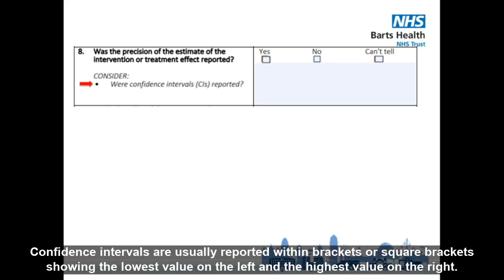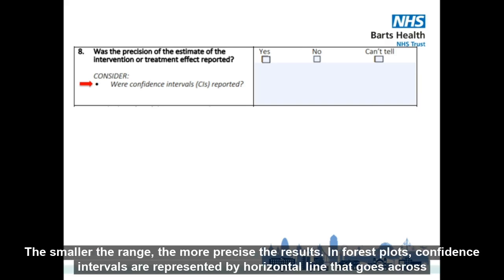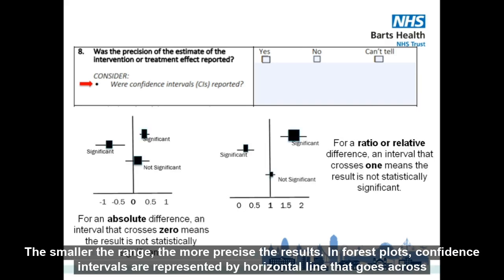Confidence intervals are usually reported within brackets or square brackets, showing the lowest value on the left and the highest value on the right. The smaller the range, the more precise the results.